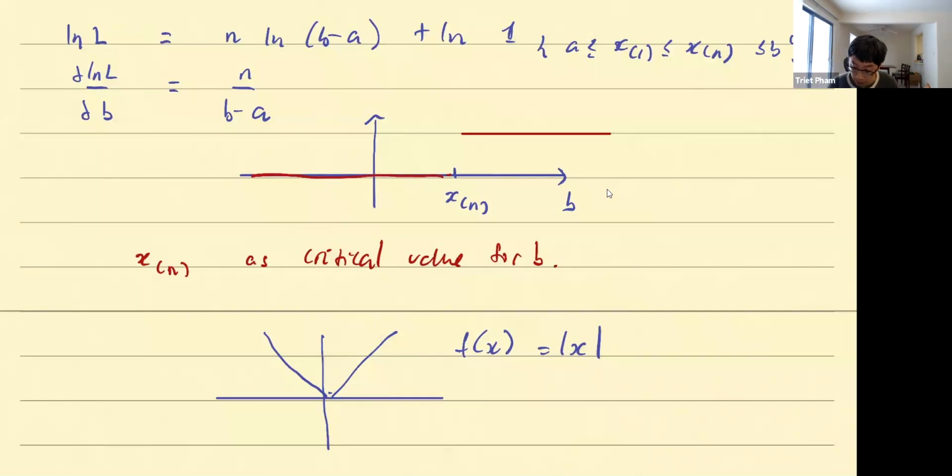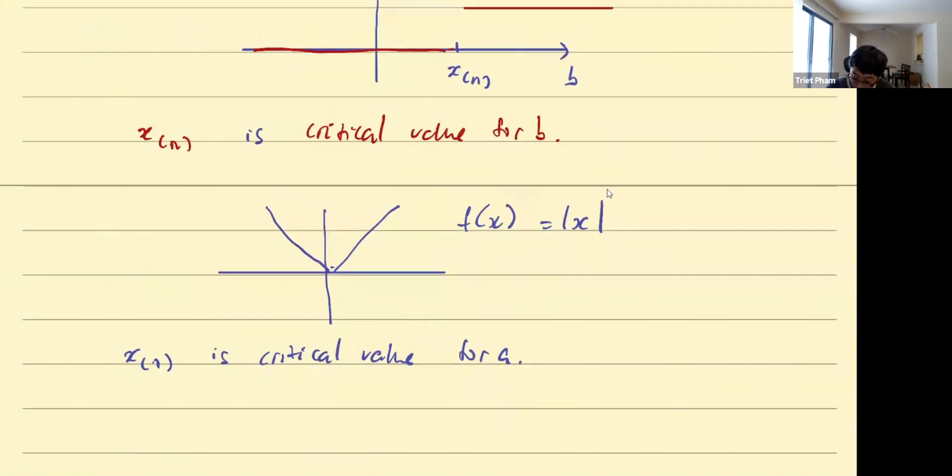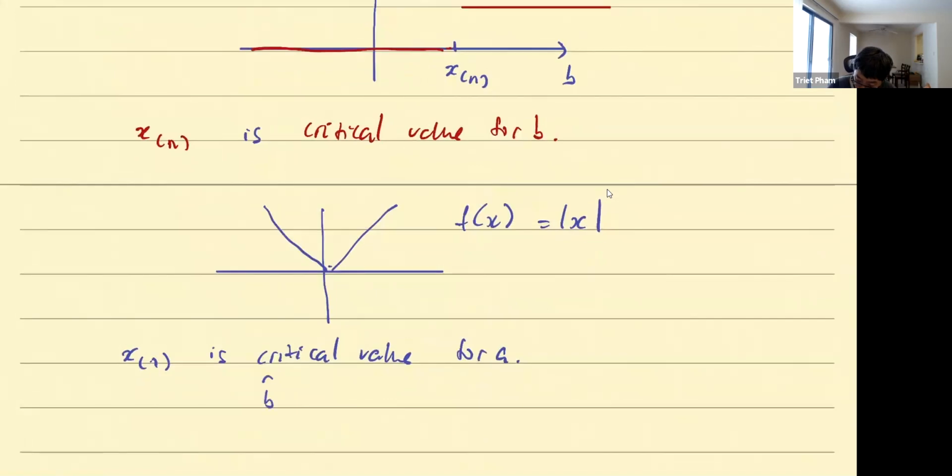Any question? So same thing, then x1 is a critical value for A. And this is enough to show that B hat MLE is xn, and A hat MLE is x1.